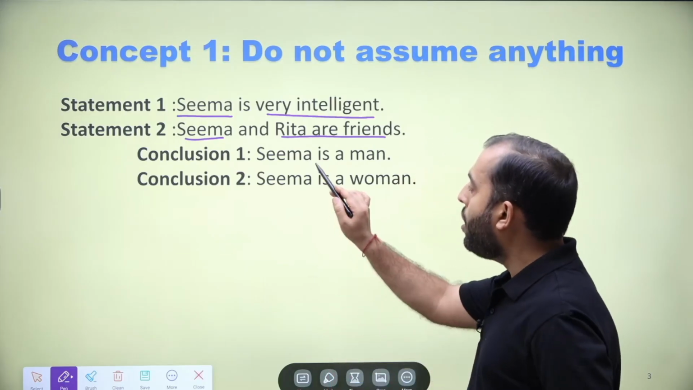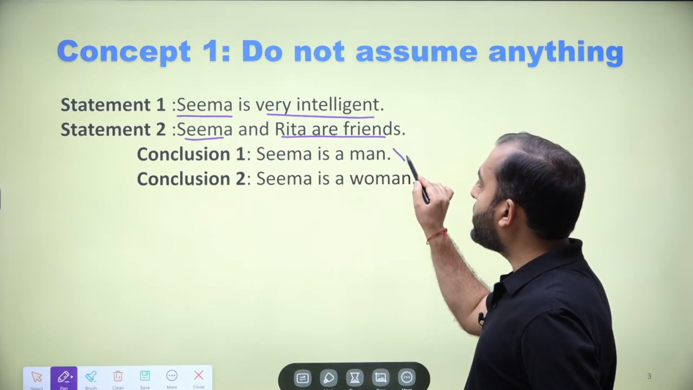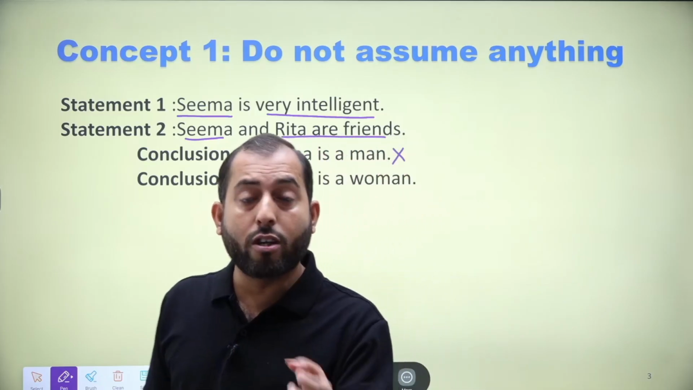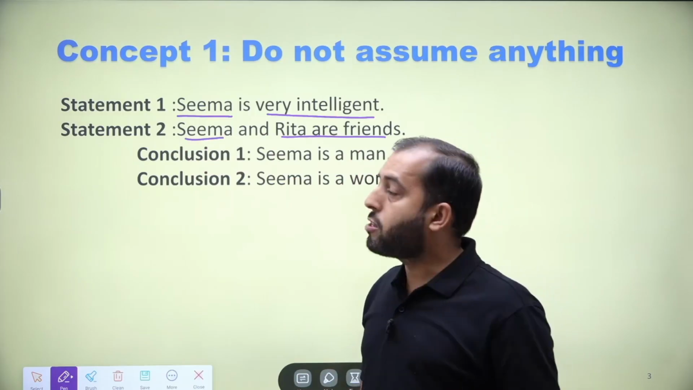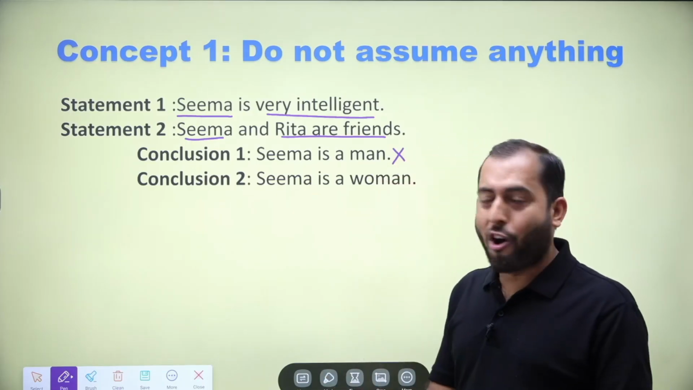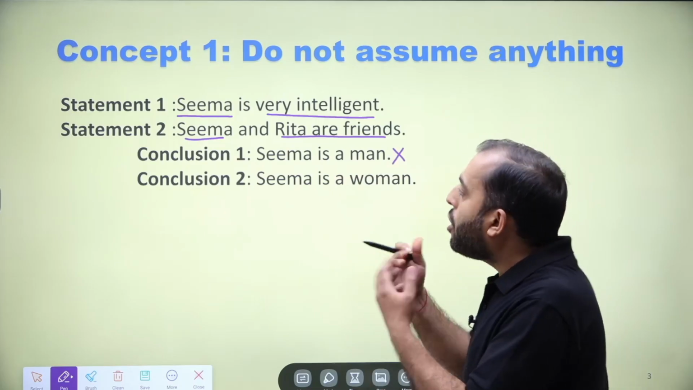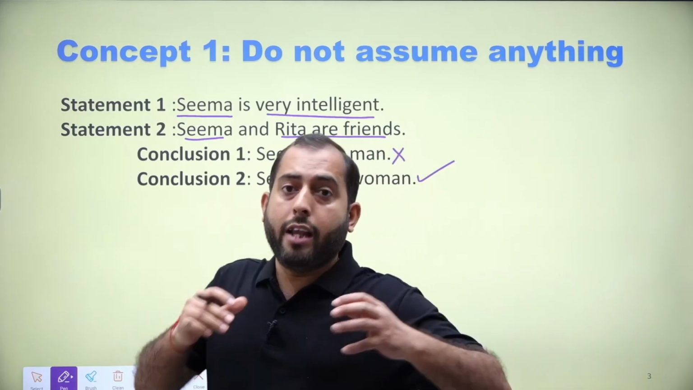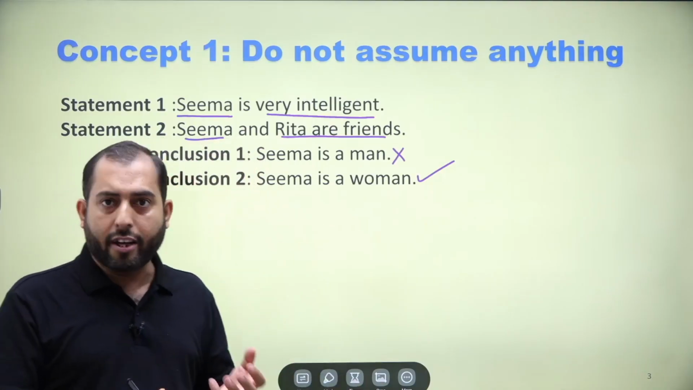So see, conclusion 1 says Seema is a man. It might be possible that a lot of people will say, sir, this will be the wrong conclusion, an invalid conclusion. Why? Because, sir, we know that Seema is the name of a woman. So that is why conclusion 1 has to be wrong. Now, those who made conclusion 1 invalid will also say, sir, conclusion 2 should be a valid conclusion, because Seema in our country is the name of a woman. Hence, conclusion 2 should be a valid conclusion.